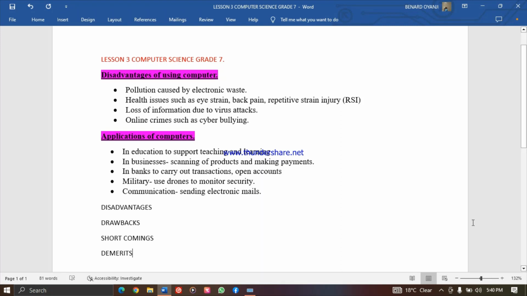So up to there, I wish to conclude our lesson, and I hope that by the end of today, you are able to state some of the disadvantages of using a computer and some of the applications of computers.